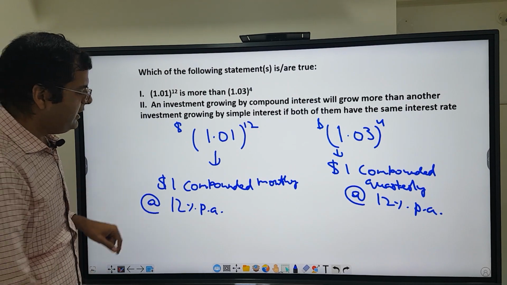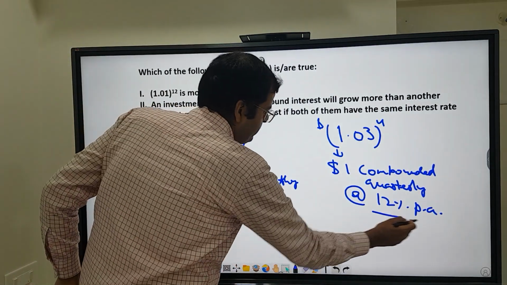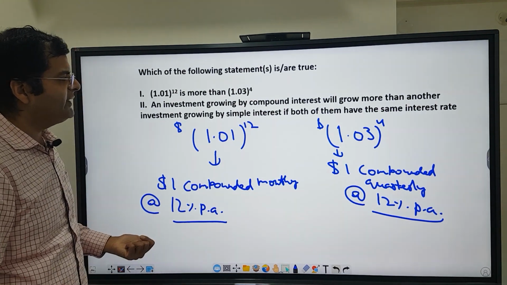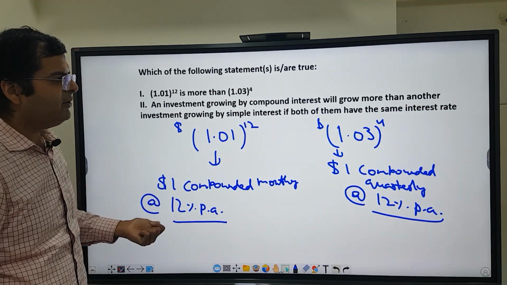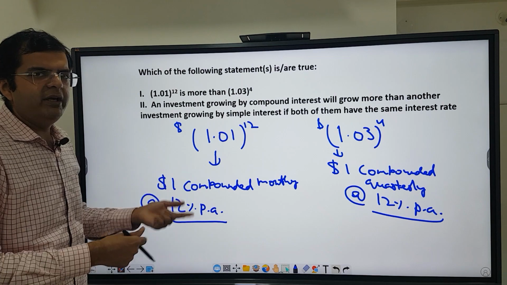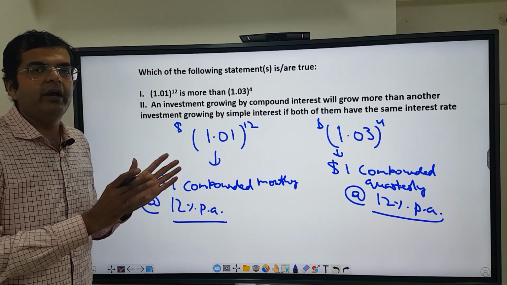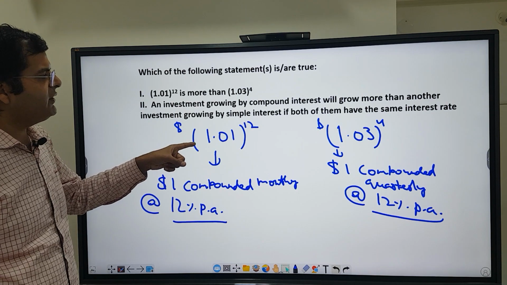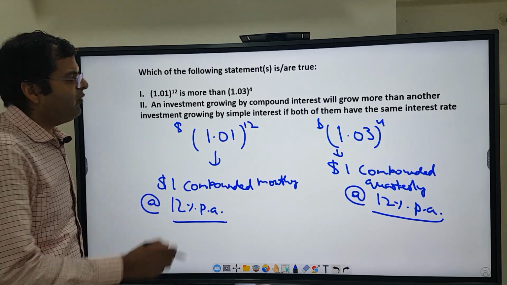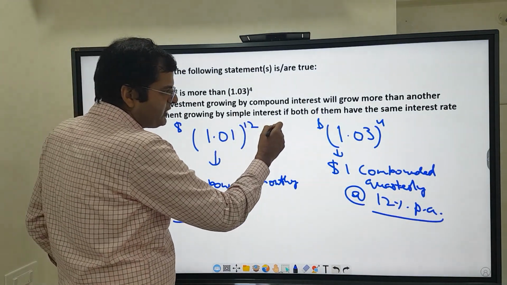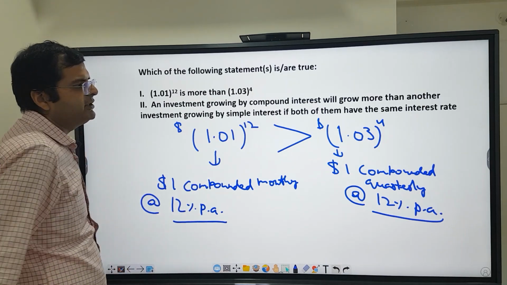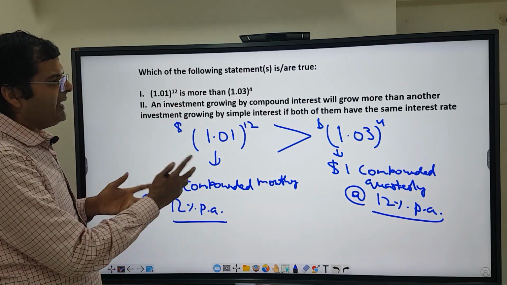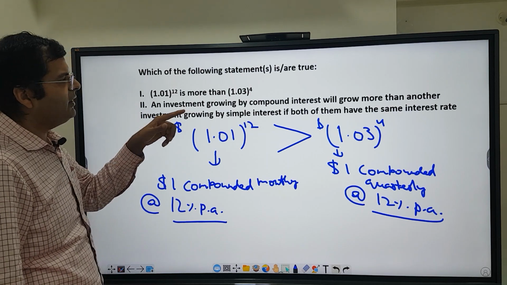Now over here, the rate percentage is the same, 12% per annum, but the compounding frequency is different. And we know that the more the compounding frequency, the bigger the value if rates are equal. So if rates are equal, compounding frequency is more in this case. So 1.01 raised to 12 is actually greater than 1.03 raised to 4. So this looked like a calculation question, but this is not a calculation question.